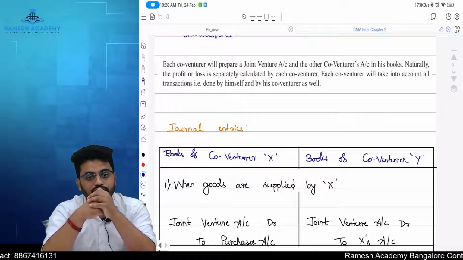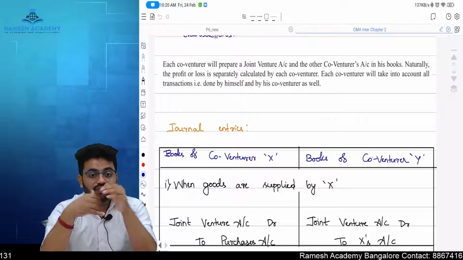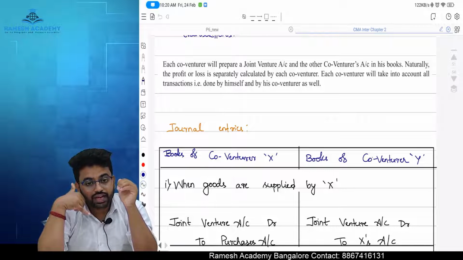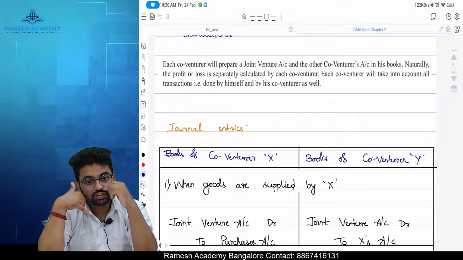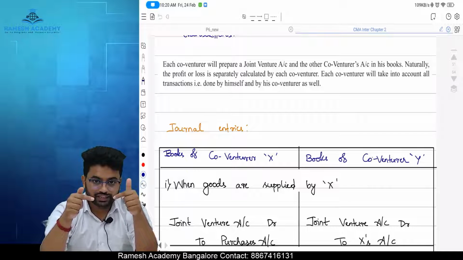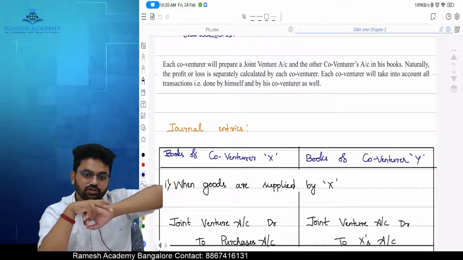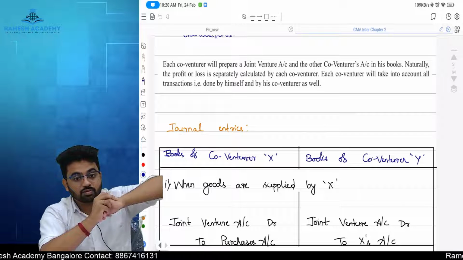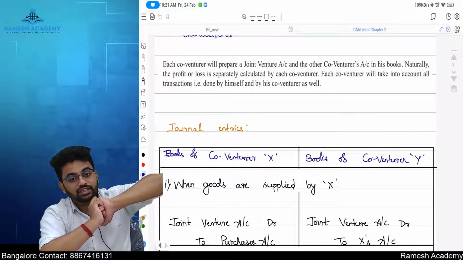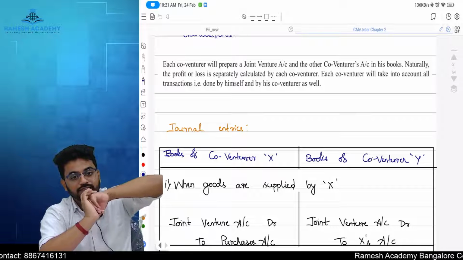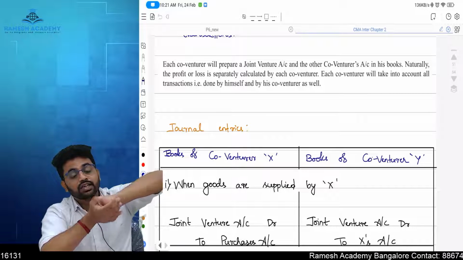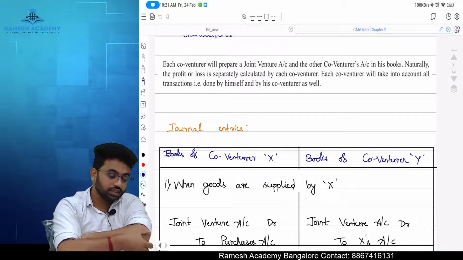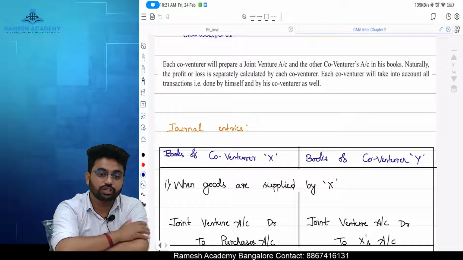Now co-venturer X is supplying the goods. Once he supplies the goods to the joint venture, X will inform Y that, boss, I have sent the goods to the joint venture. So in the books of X, what happens? His material is going out, no? So his purchases are getting decreased. At the same moment, as he is maintaining the joint venture account, in joint venture expense is increasing. So what will be the entry? In the books of X, it is joint venture account debit to purchase account.